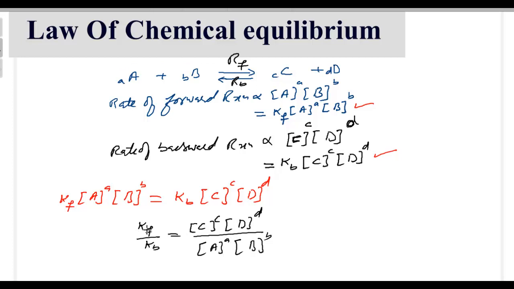This is the ratio of the two constants, Kf by Kb. This is what we call the equilibrium constant. So what is the equilibrium constant? The equilibrium constant is the ratio of the rate constant for the forward reaction to the rate constant for the backward reaction. Or you can say the equilibrium constant is the ratio of the concentration of the products and the reactants.